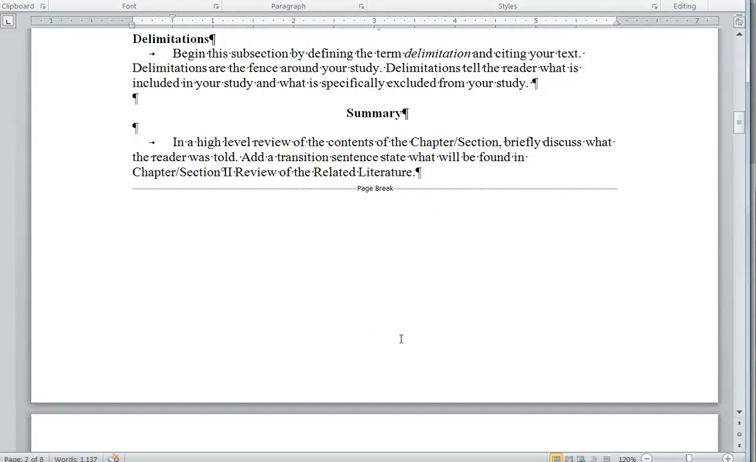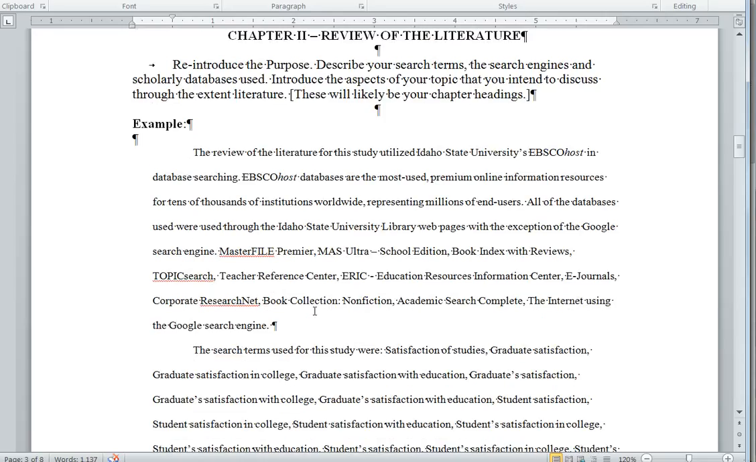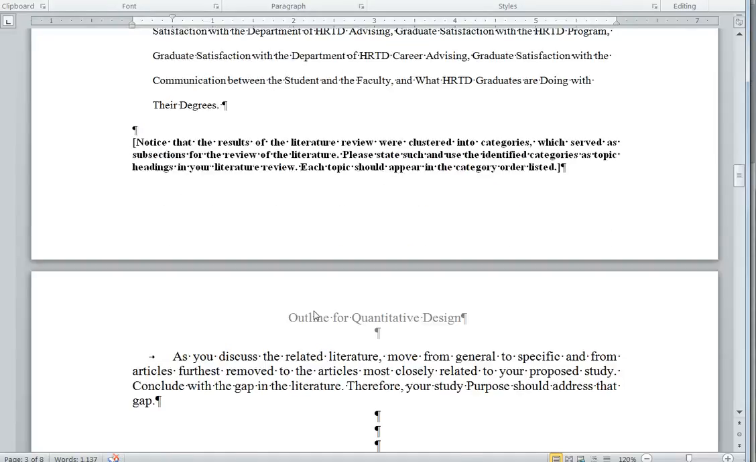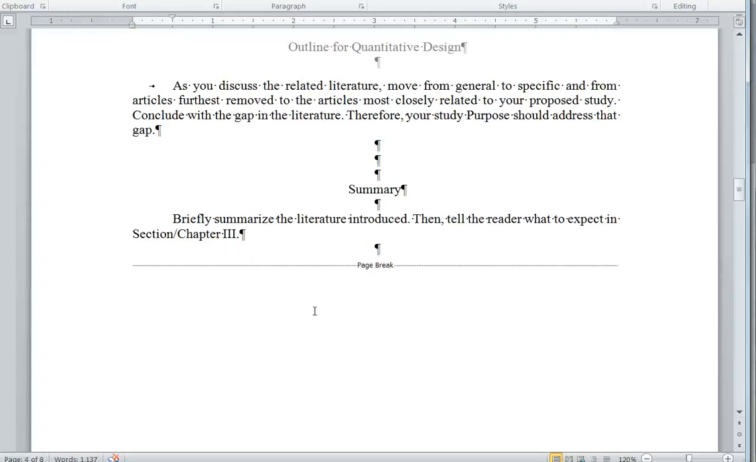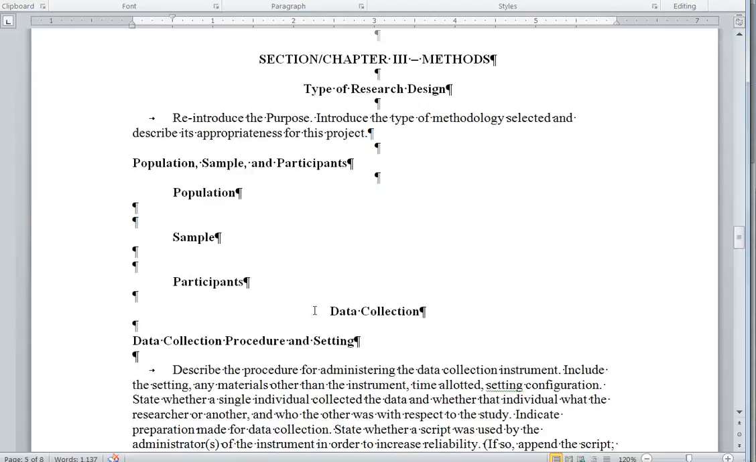Then we're going to have a transition in your summary from your Chapter 1 or Section 1 to Chapter 2 or Section 2. We're moving to our literature review, and I've got an example here that shows you that we're going to talk about our search engines and search terms, and then we're going to use that V concept, and then we're moving on to our methods section.